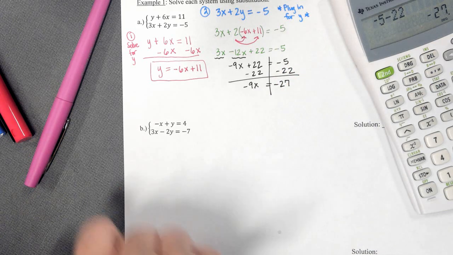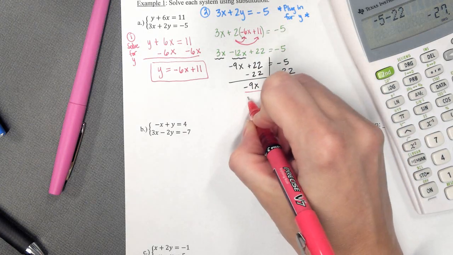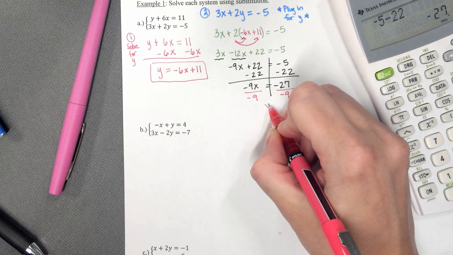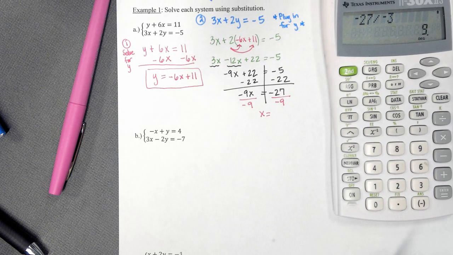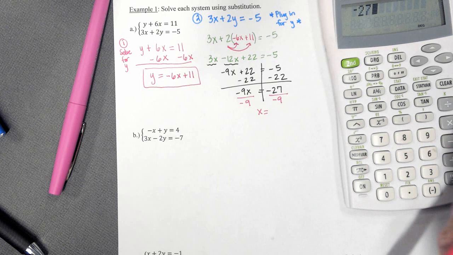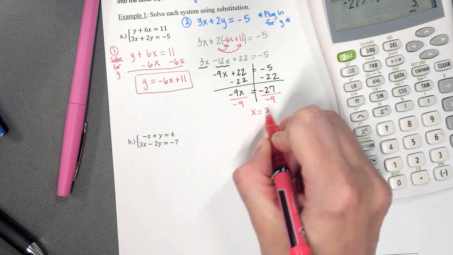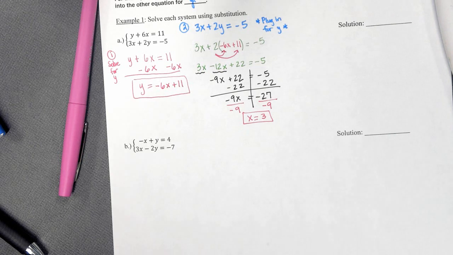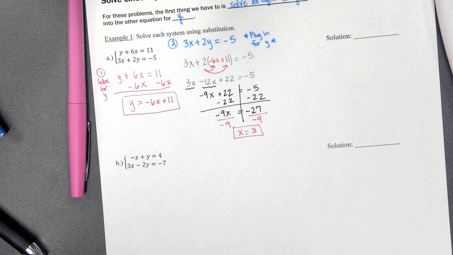Okay, and then, Joey, what's our last step to solve? Divide by 9. Yep, divide by negative 9. So here we're dividing a negative by a negative, yes, that's correct. Good work. Okay, now once you know what x is, your last step is going to be to plug x in to find your y. So that's your last step.